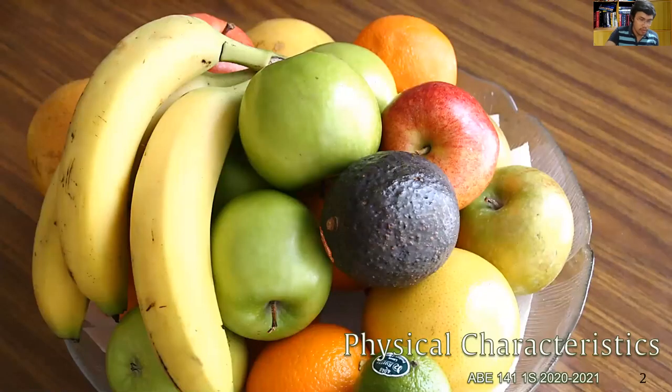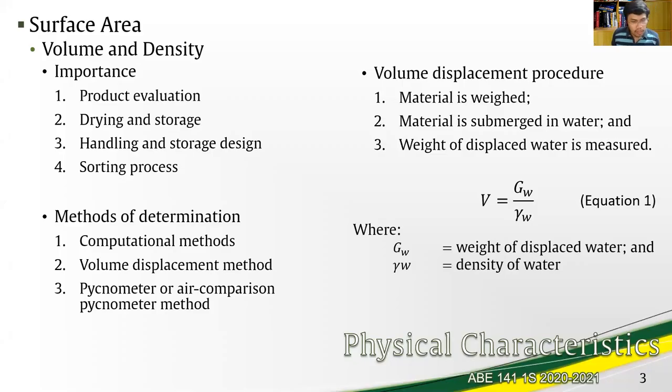Let's go back to our screen here. We have some importance of the properties of volume and density, which are related to the property of surface area: product evaluation, drying and storage, the design of handling and storage equipment and processes, and lastly, sorting processes. The processes would also involve equipment.